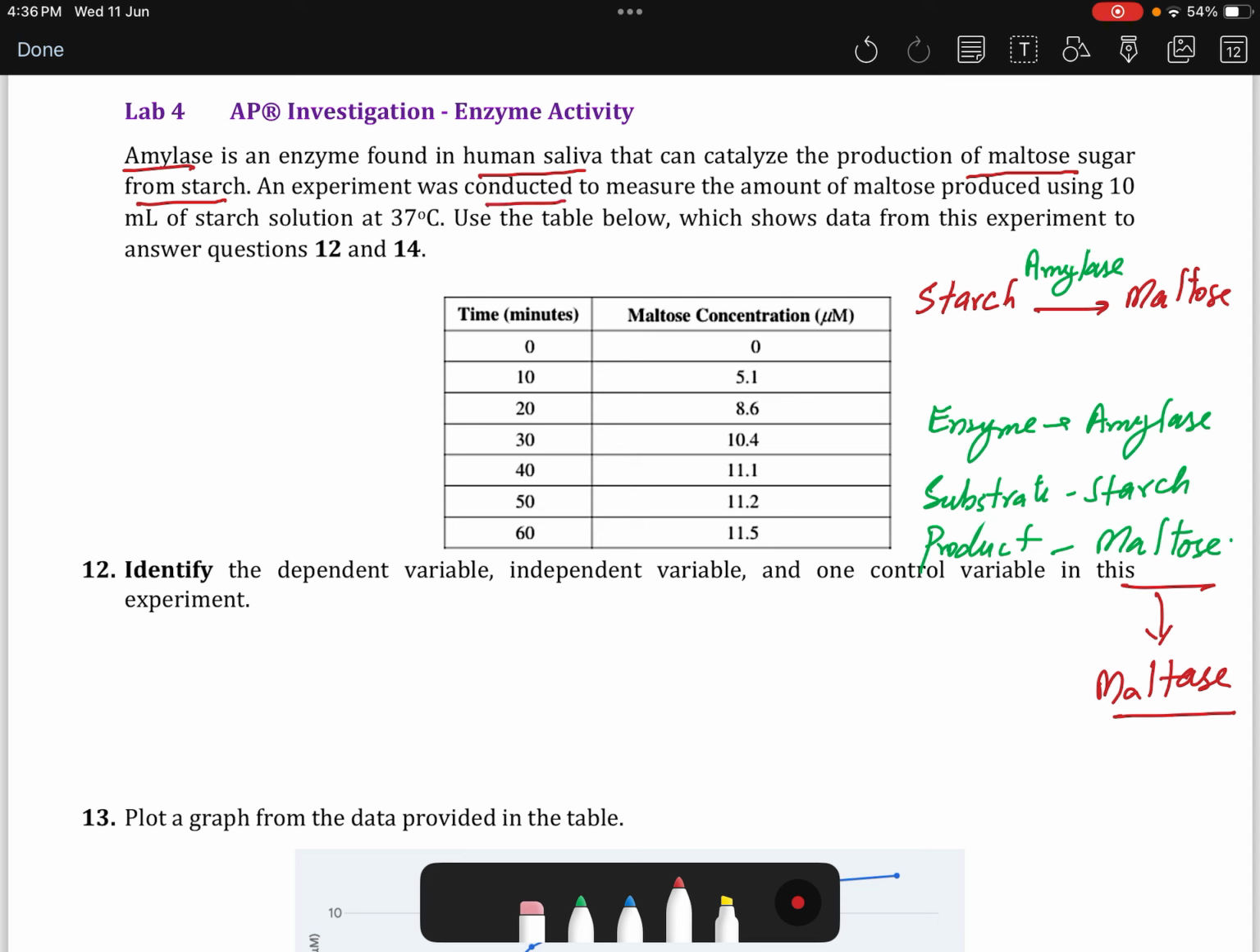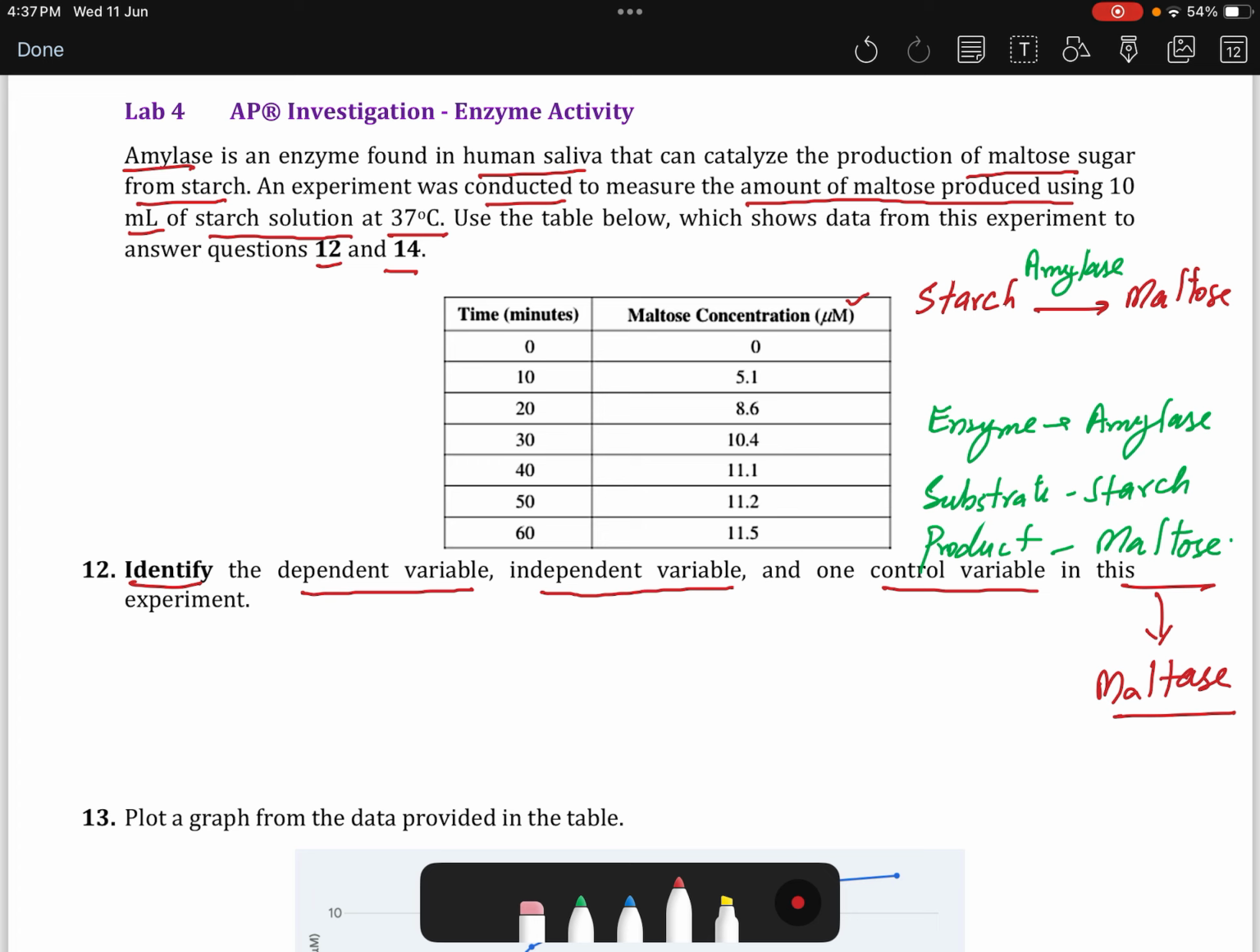An experiment was conducted to measure the amount of the maltose produced using starch solution at 37 degrees Celsius. Use the table below which shows the data of this experiment to answer question 12 and 14. And this is the table they have given you: time in minutes and maltose concentration in micromolar, and these are the values. Identify the dependent variable and independent variable and one control variable for this experiment.